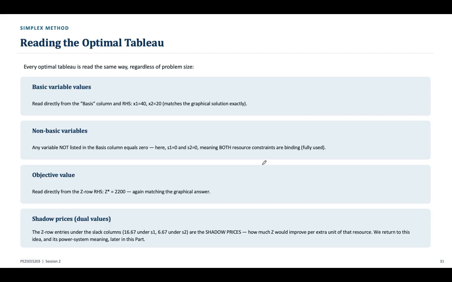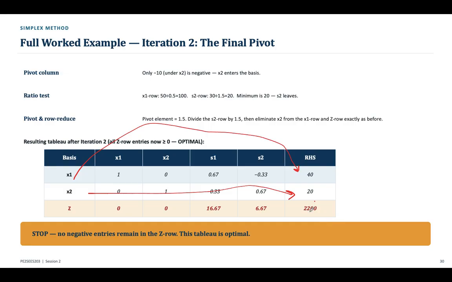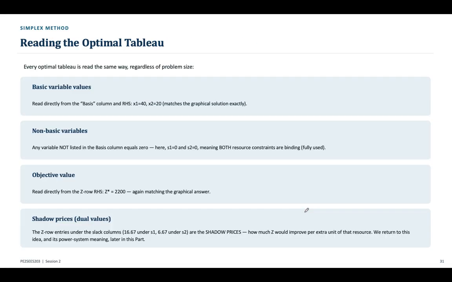And the physical interpretation is important. S1 equal to 0 means there is no unused machinery capacity. The machine time constraint is binding. Similarly, S2 equal to 0 means all the available labor capacity is being used. So the labor constraint is also binding. The objective value is read from the right hand side of the Z row, that reads as 2200. So you have got a new Z value here.